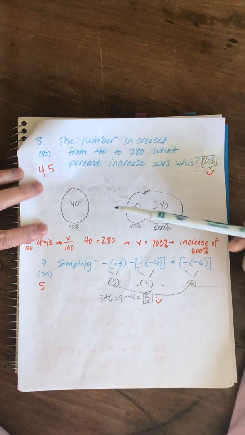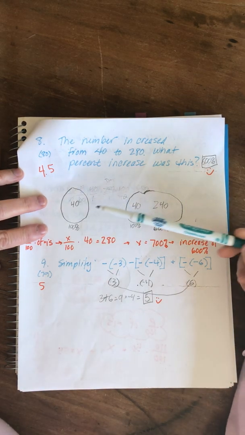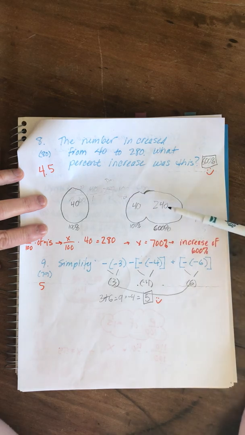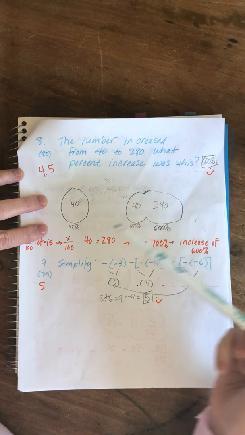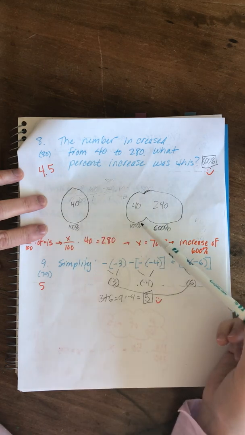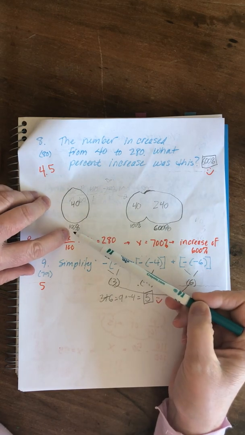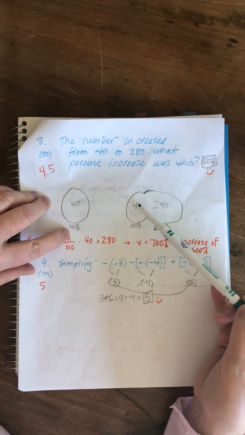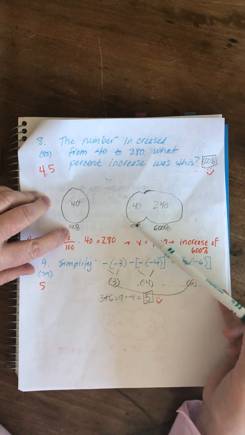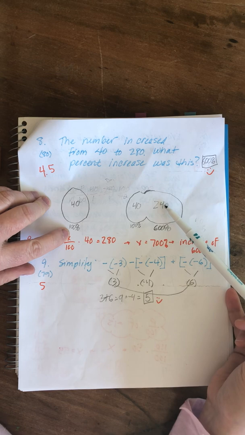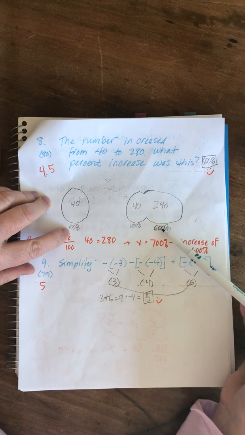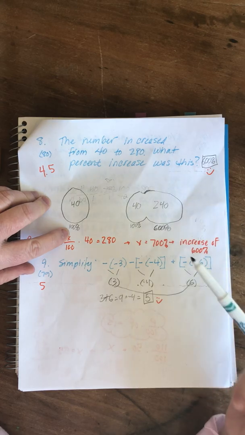Okay, but going on, you did a great job with your diagram. The number increased from 40 to 280. What percent increase was this? And you did a really nice job of breaking it out to show if 40 was the original 100, then in the new diagram, 40 is still the original 100, but there's another 240, and that represents 600. That is good. That is what I was hoping to see.